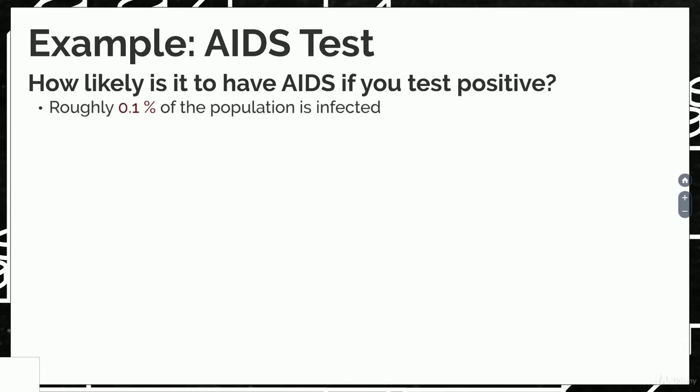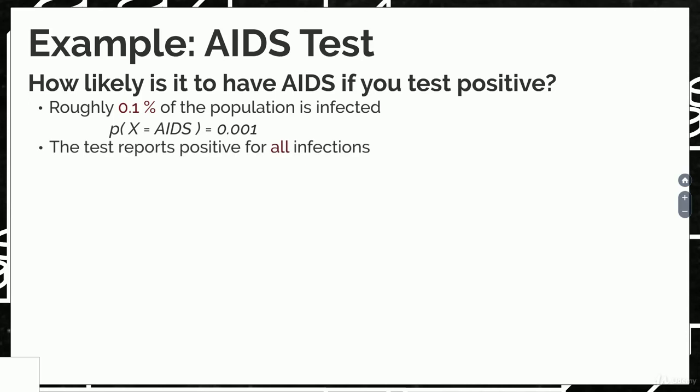But let's actually see. We're going to start with a couple of assumptions here. Roughly 0.1% of the population is infected with AIDS. So the probability of X equals AIDS is equal to 0.001. This is 0.1%. Our next assumption, the test reports positive for all infections. If you have an infection, 100% of the time you are going to test positive. So the probability of Y, test positive, given that X, you have AIDS, is equal to 1.